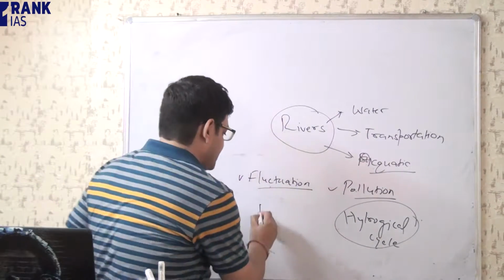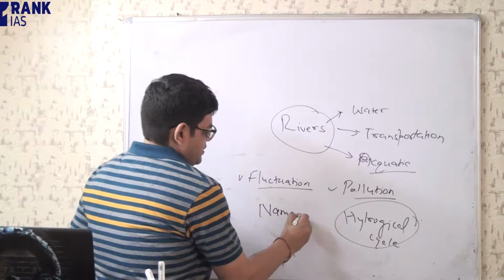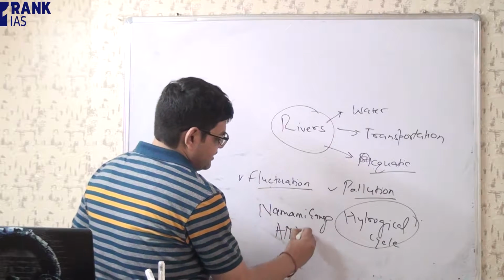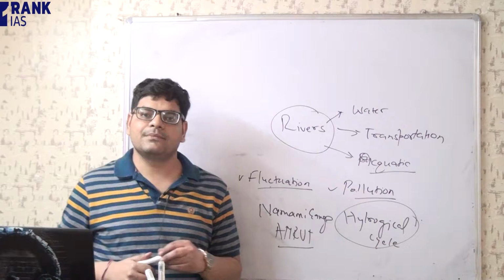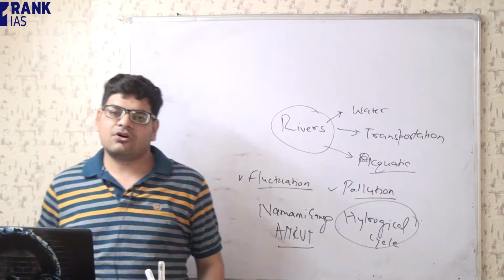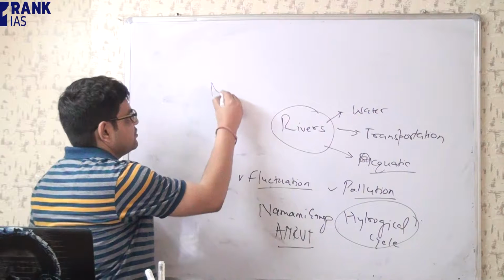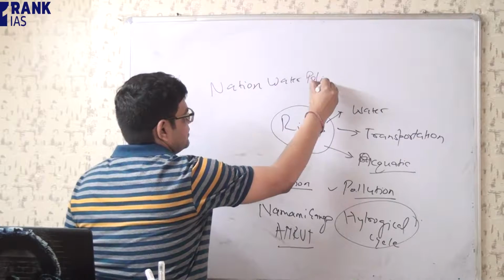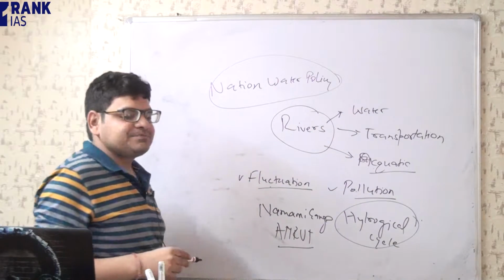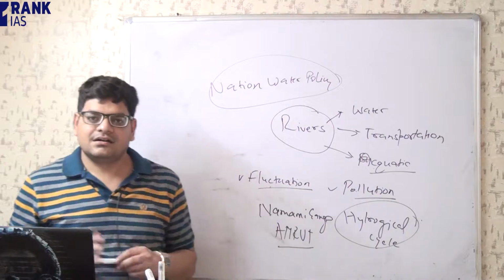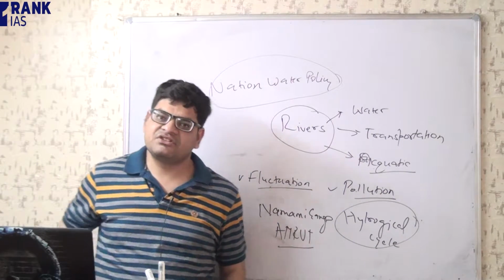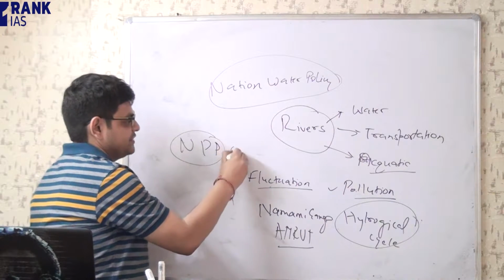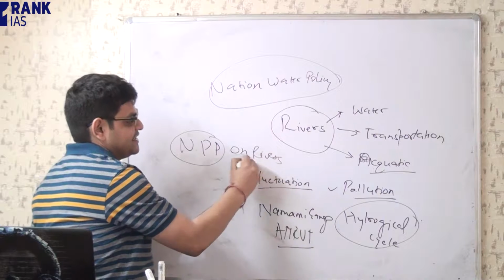Then there is Amrit also. The Amrit program, Atal Mission for Rural and Urban Transformation, is also going on, in which hydrological management is an important concept. There is also a National Water Policy which was drafted in 2012, which was concerned with the overall management of the river, how to develop it, which activities we should take. Then there was the National Perspective Plan also, NPP, which we say on rivers. So these are all various initiatives.